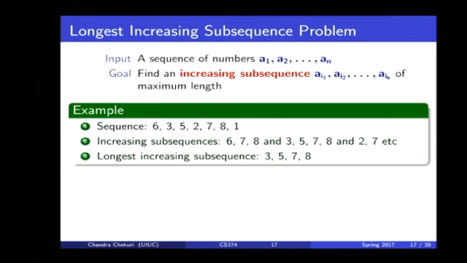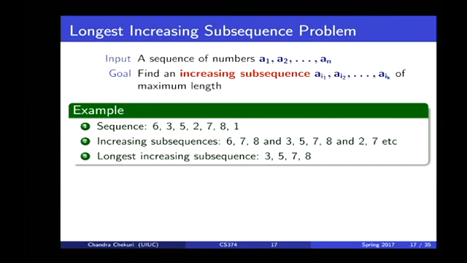Okay, what does that mean? So 6, 3, 5, 2, 7, 8, 1, right? I want to find a subsequence that's increasing. What is the subsequence that is increasing here? 3, 5 is increasing, right? Okay, but what is the length? 2. But 3, 5, 7, 8 is also increasing, right? What is its length? 4, right? So 3, 5, 7, 8 is clearly better.